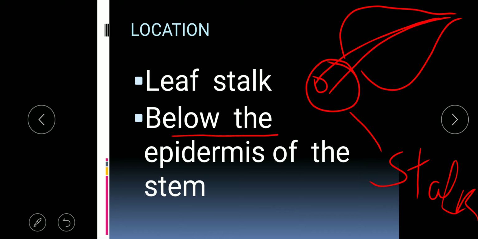Then it is also present below the epidermis of the stem. If you see the TS of the stem, the outermost layer is the protective tissue, that is epidermis. So below the epidermis, a tissue is present, that is collenchyma.